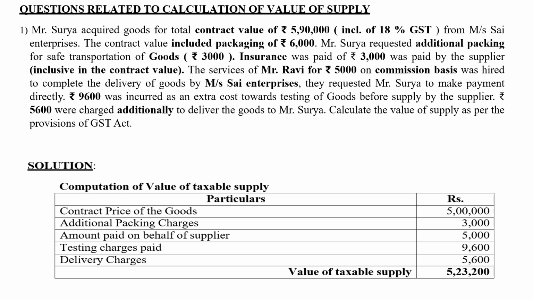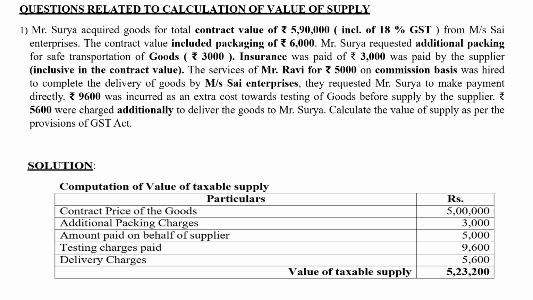Then the contract value includes packaging of rupees 6,000. Okay, so this is included in the contract value, so we are not going to consider this 6,000. Next is additional packing for self-transportation of goods, 3,000. Additional packing is done, for which extra charges of rupees 3,000 is paid. We are going to consider this, so we will write in the particulars additional packaging charges 3,000.